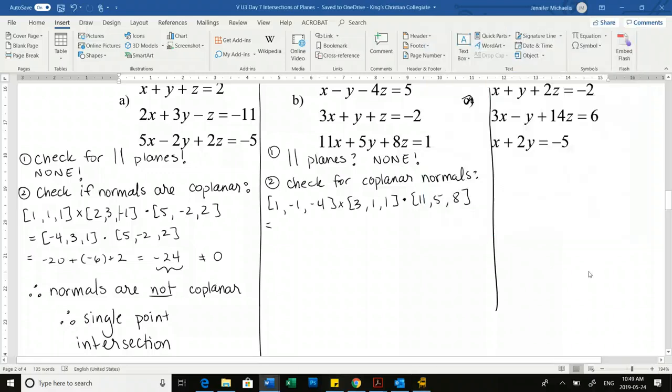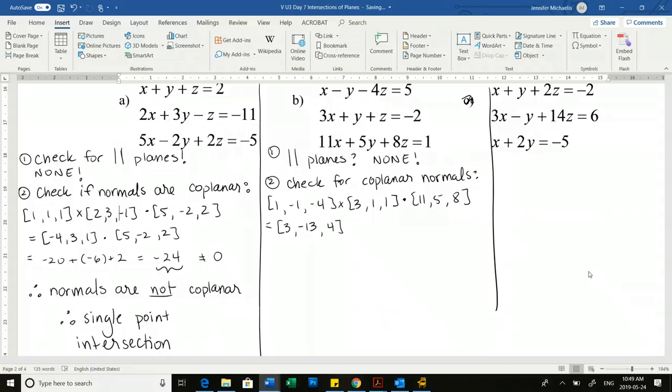Pause this for a second. So from crossing the first two vectors, we get 3, negative 13, 4. And then we're going to dot it with 11, 5, 8. And then you should get 33 plus negative 65 plus 32. And that actually gives us 0. So that tells us that the normals are coplanar.